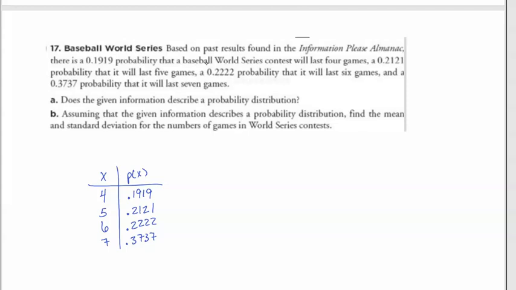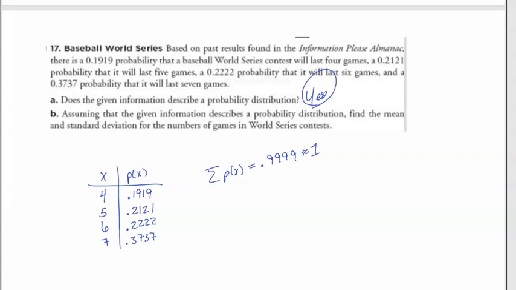Part A is asking us, do we have a valid probability distribution? So we need to check the requirements. All of the probabilities live between 0 and 1, so that requirement is met. Now let's find the sum of the probabilities. So when I add these up, I ended up with 0.9999. And that's really close to 1. So I'm going to say, yes, this is a valid probability distribution.